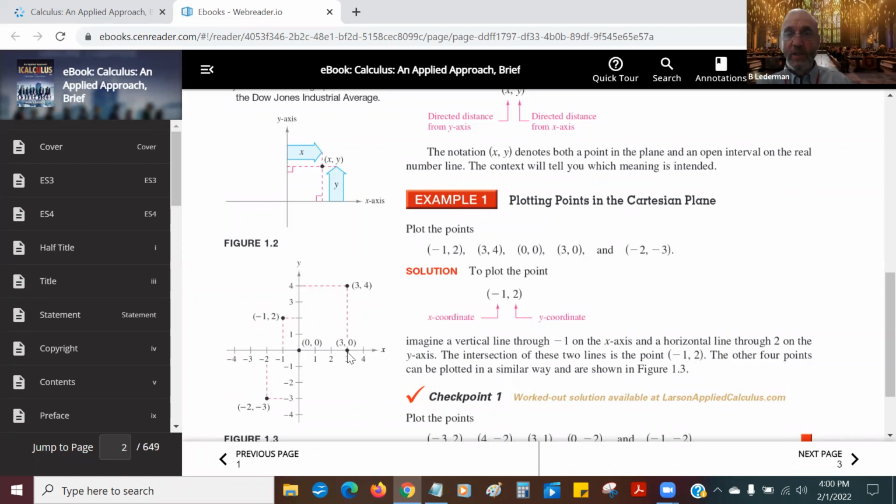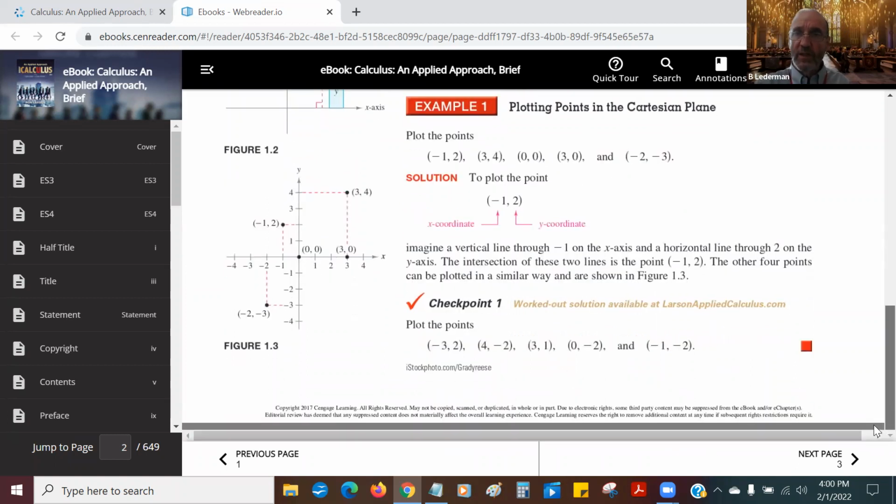(3, 0) is right on the line. That's on what they call the x-axis. (-2, -3) is down here because we're going negative 2 horizontally and negative 3 down vertically. So those are the coordinates.